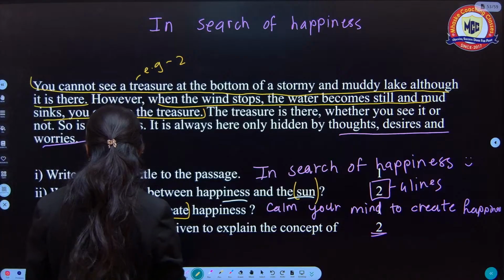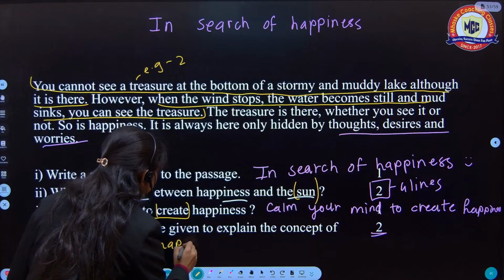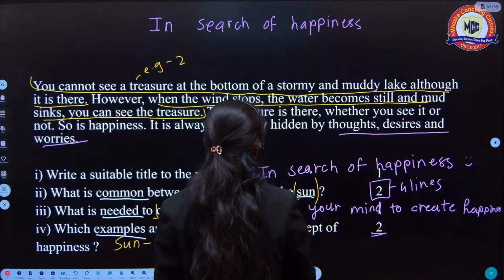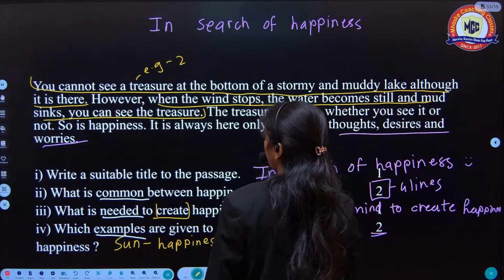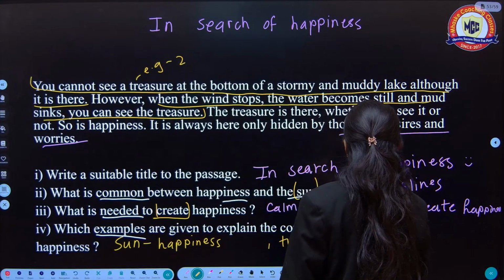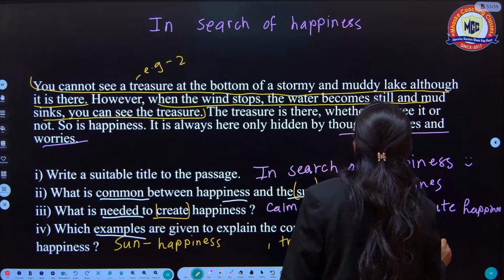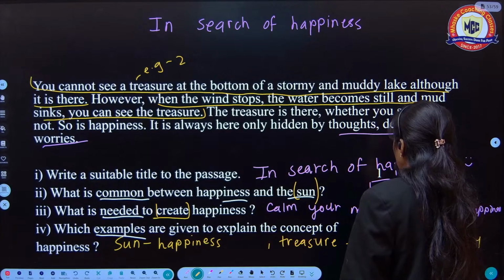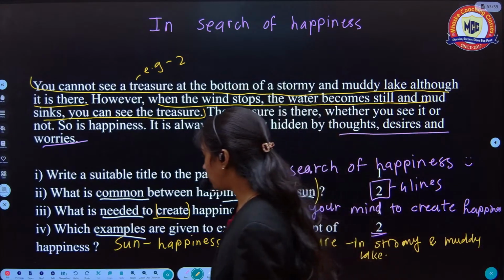One is, I'll quickly write, sun and happiness. One is that example. And next is treasure in stormy and muddy lake. So these two examples are given for happiness. You can simply write it down from the passage.